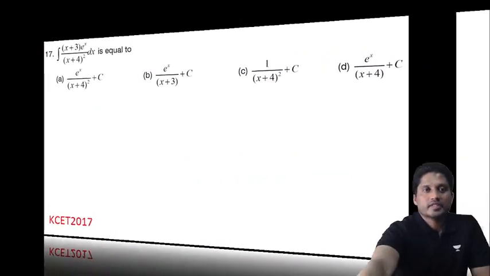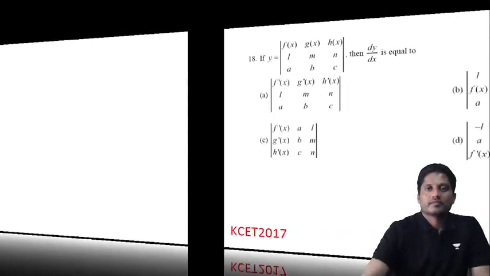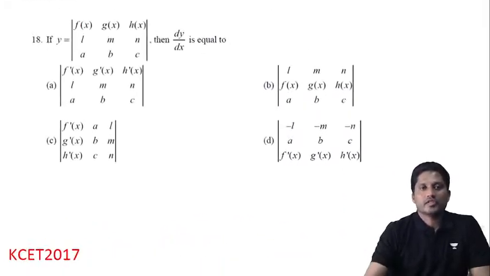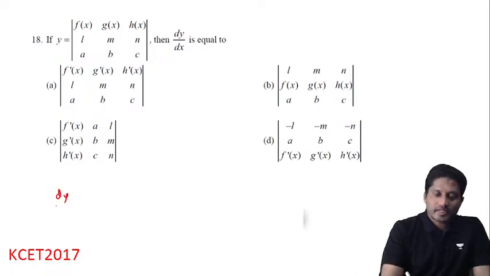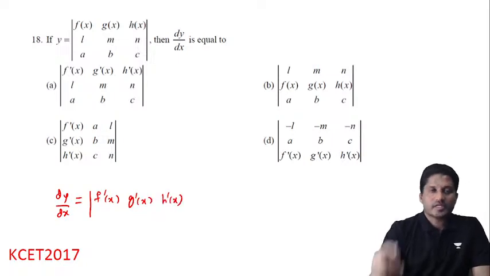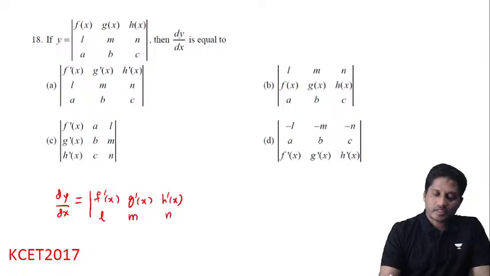Let's move to the next question. What is dy by dx? That is the differentiation of a determinant. dy by dx is equal to: differentiate the first row, you get f dash of x, g dash of x, h dash of x. Keep the second row and third row as it is, l m n, then this is a b c.